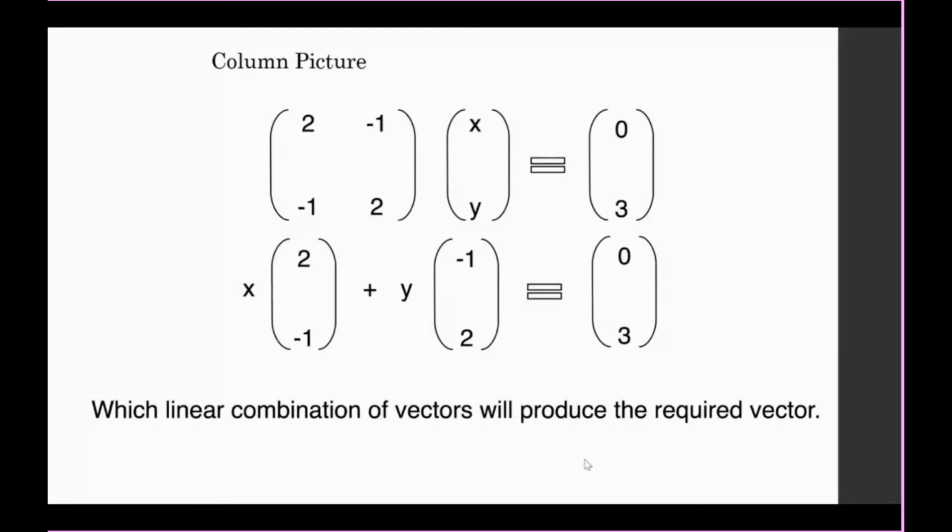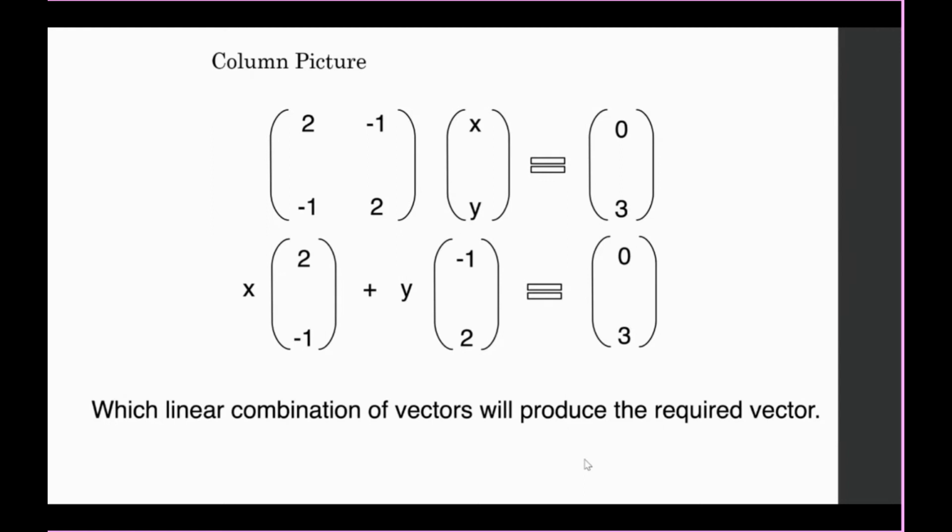So what is meant by the column picture? We treat each and every column of this matrix as a vector. That is the new approach. We think of matrices as just a collection of numbers, but the main reason we introduce the matrix is for representing vectors. So we treat each and every column as a vector. If you do it like this, x times the first column vector plus y times the second vector is equal to (0, 3). That means the linear combination of these two vectors will produce the vector (0, 3).